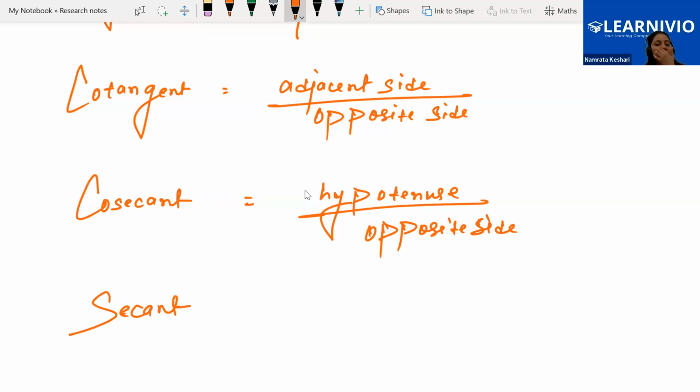And the next one is, okay, you got it, Sumaya? Yes. I'm coming. Just give me a few minutes. Secant. Can you tell me, Sumaya, what is the formula for secant? For secant, it's hypotenuse by adjacent.